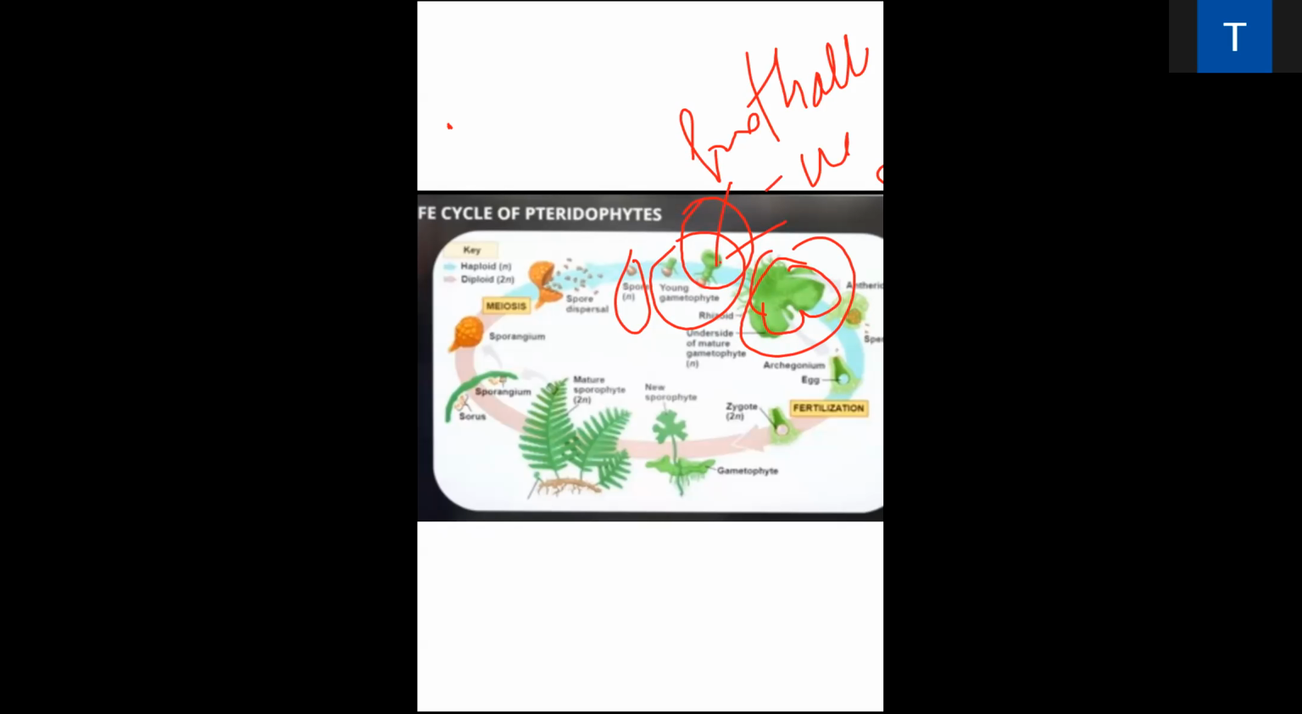Prothallus. Here are the thread-like rhizoids. Carefully see, everybody. Rhizoids and the heart-shaped structure. Yes, here is your sperm. Just a minute.